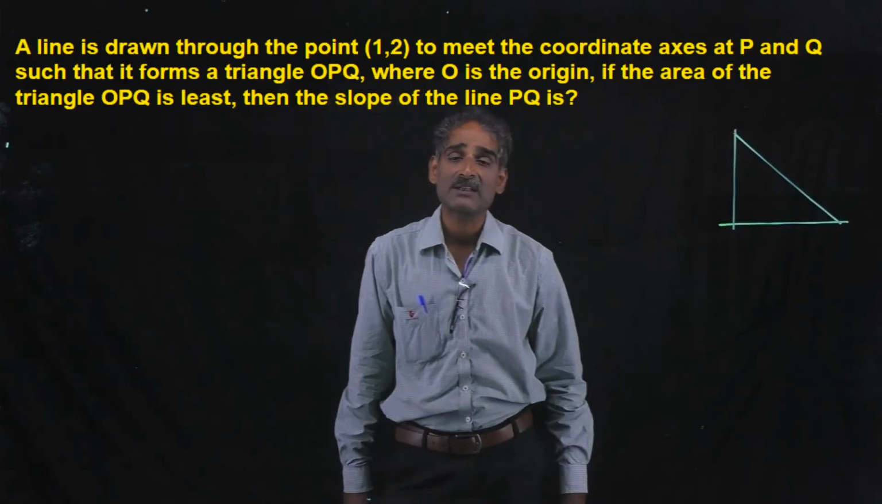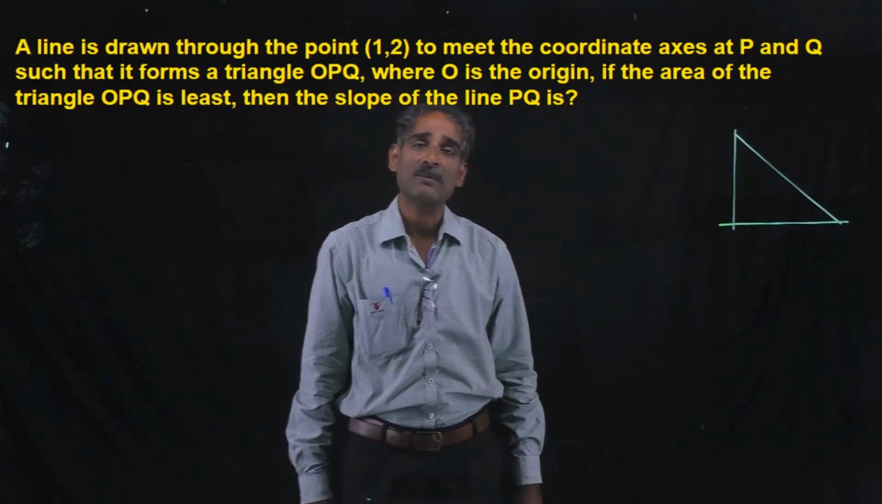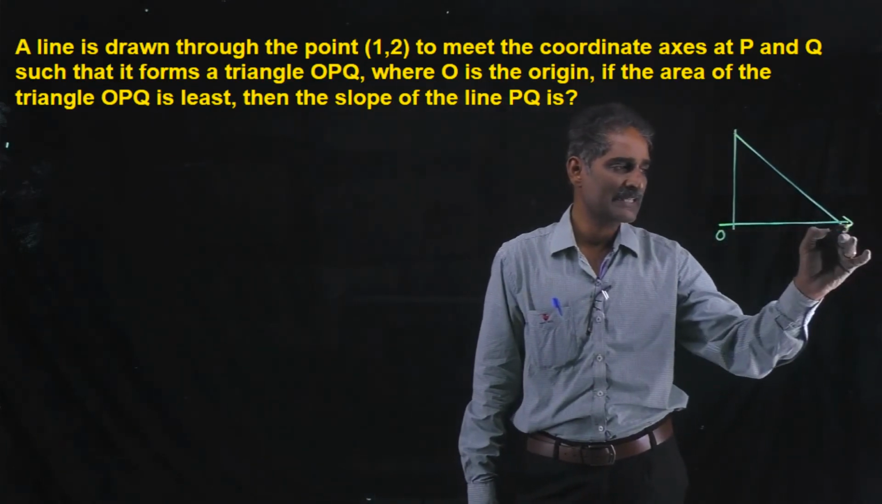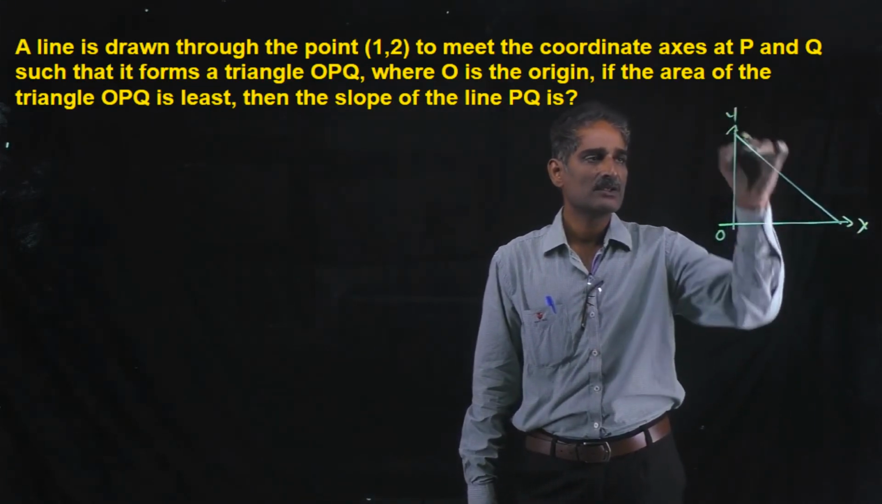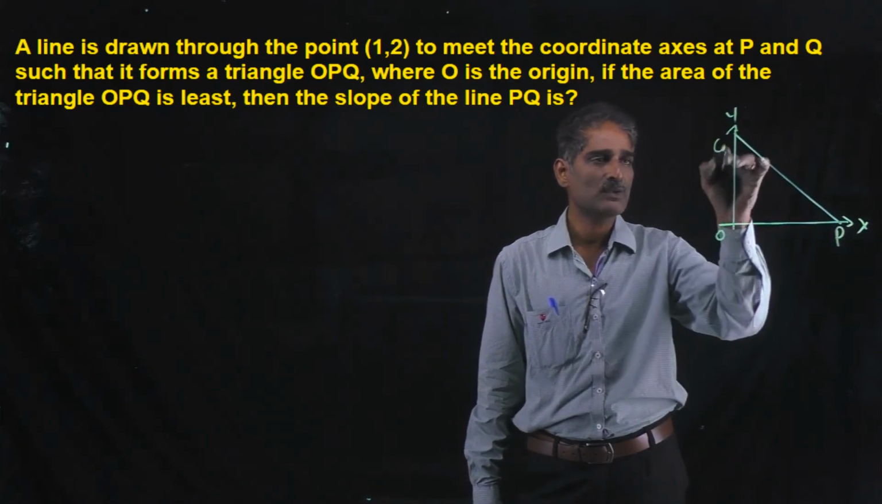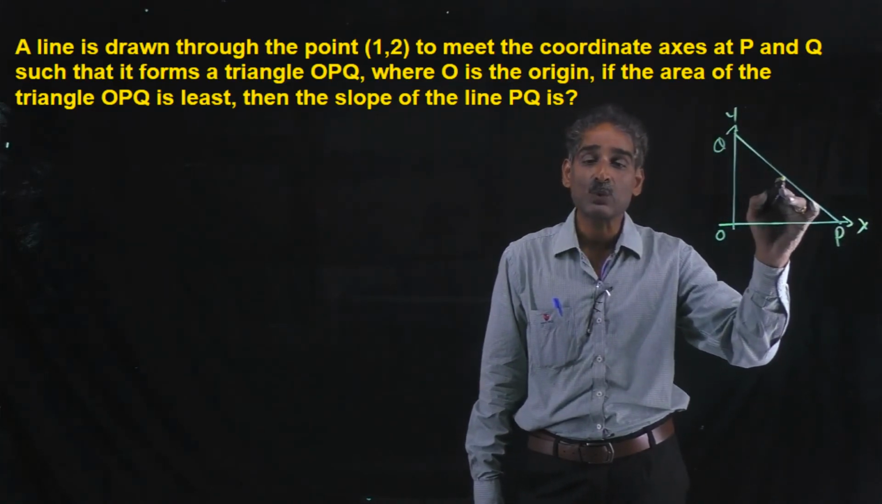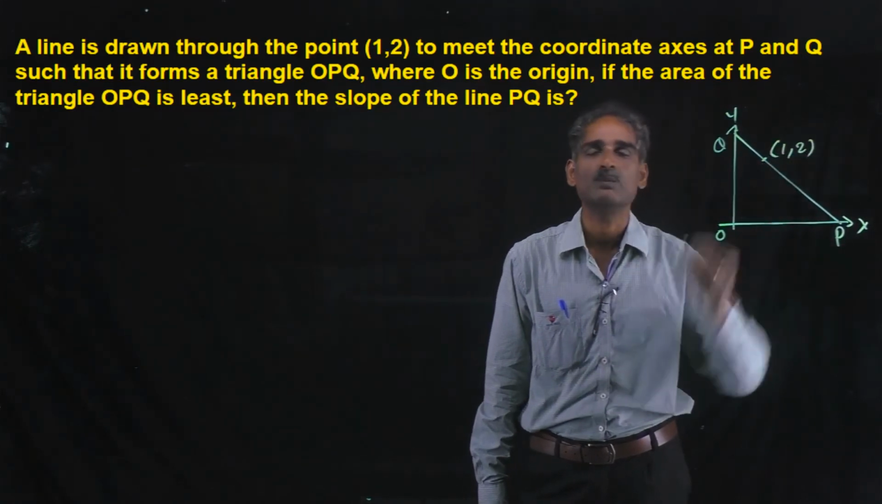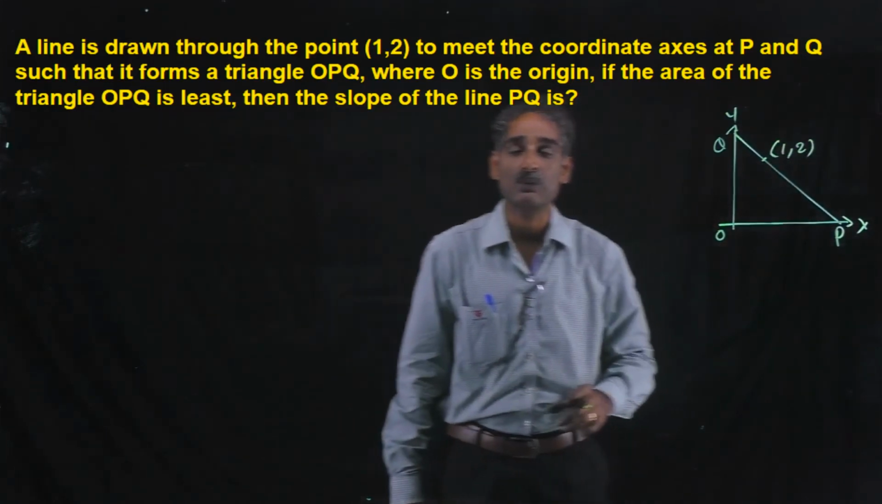A line is drawn through the point (1, 2) and meets the coordinate axes at P and Q. Suppose these are the coordinate axes, the x and y axes. So these are the intersecting points P and Q. This is the line passing through (1, 2). Suppose this is the point (1, 2). Here this is a triangle OPQ.